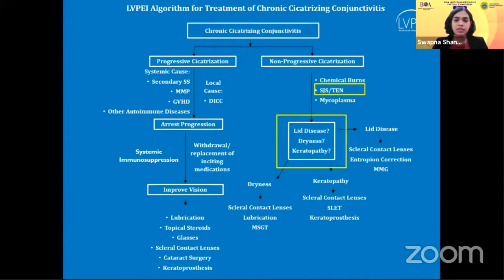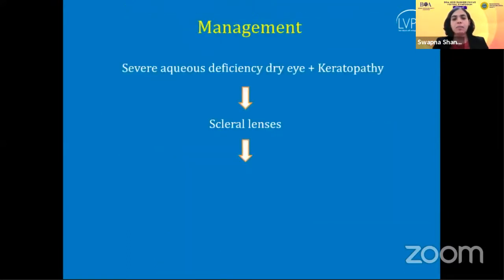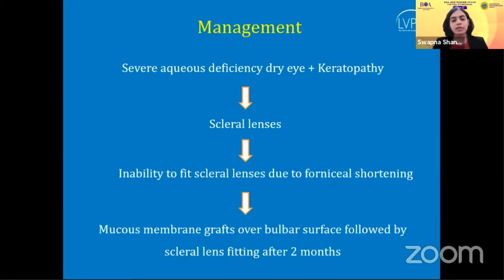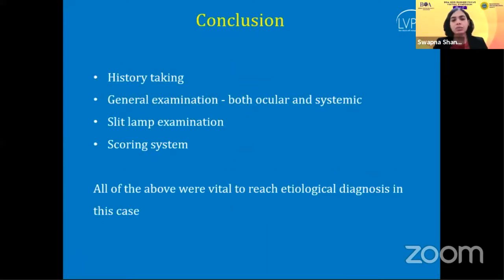Because this is a case of SJS, we have to look at the lids and the amount of dry eye and the keratopathy. And that's why the best option for her is scleral contact lenses. She didn't have significant lid margin disease, so no MMG is required in this case. But because we were unable to fit scleral lenses due to fornicial shortening, we did a mucous membrane graft over the bulbar surface, followed by scleral lens fitting after 2 months, and her vision has significantly improved, and she's doing very well.